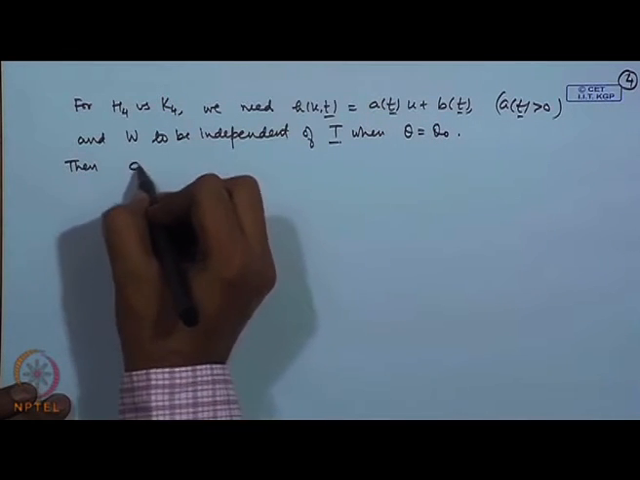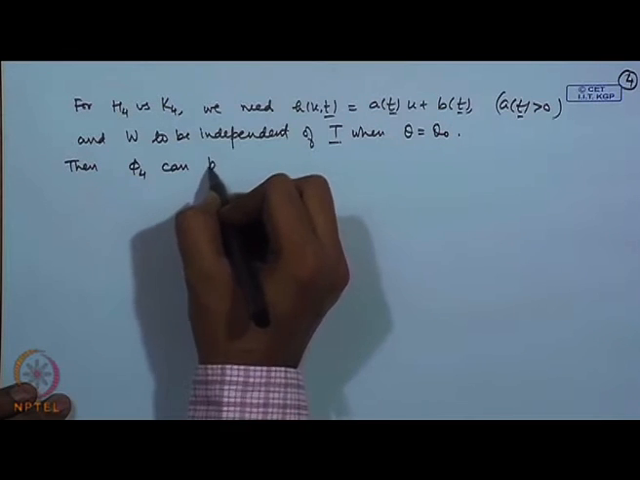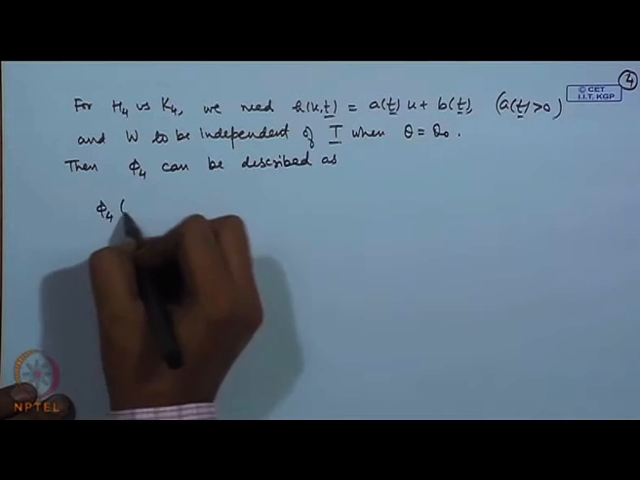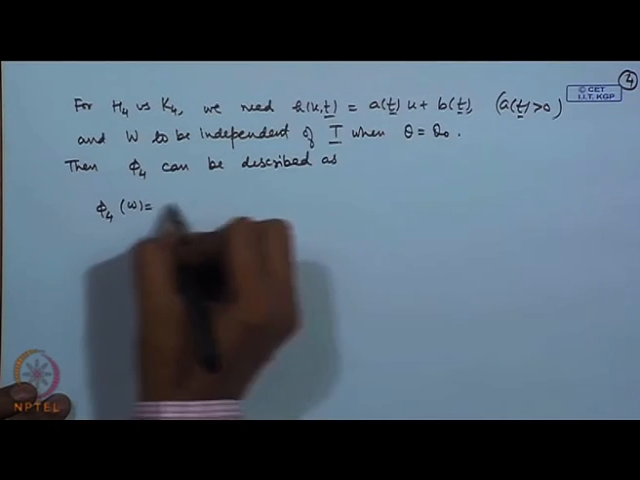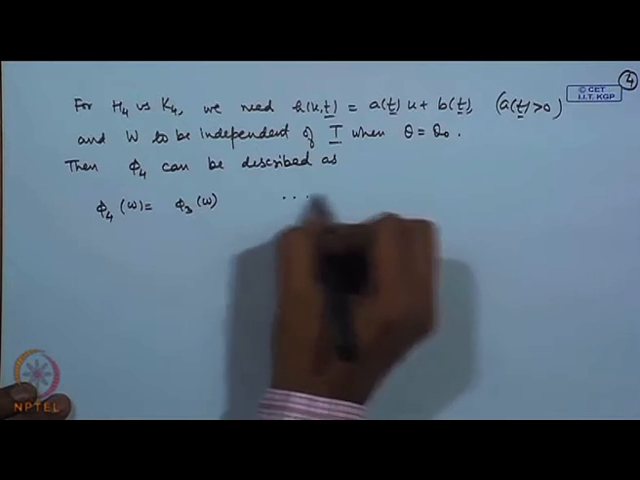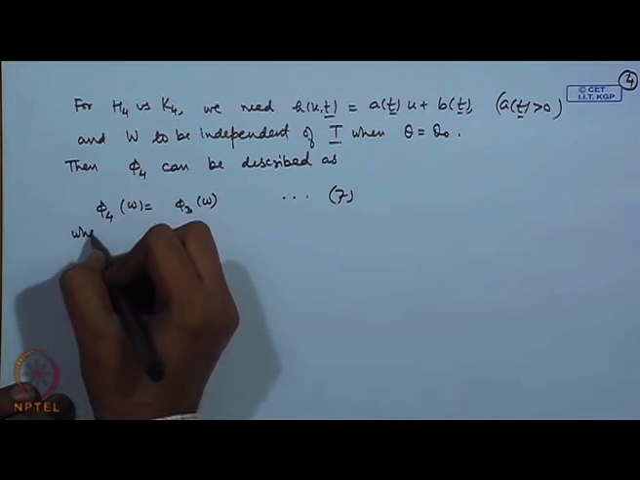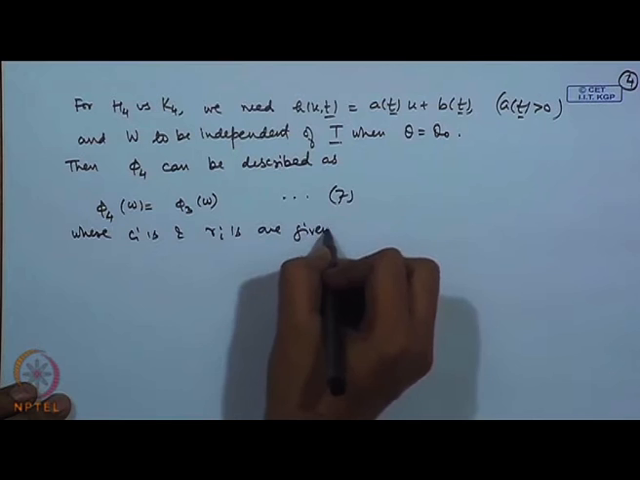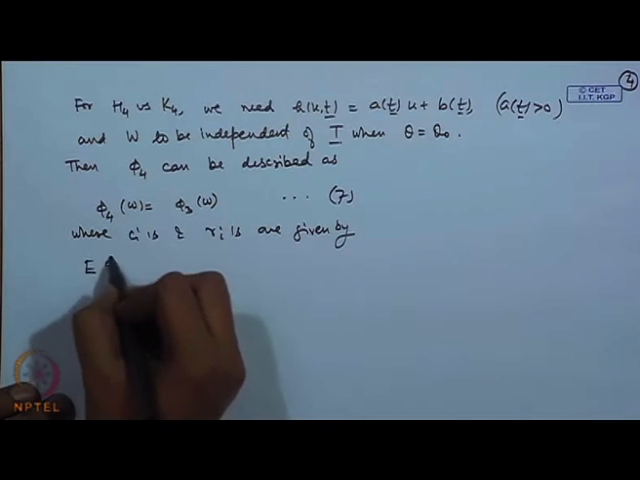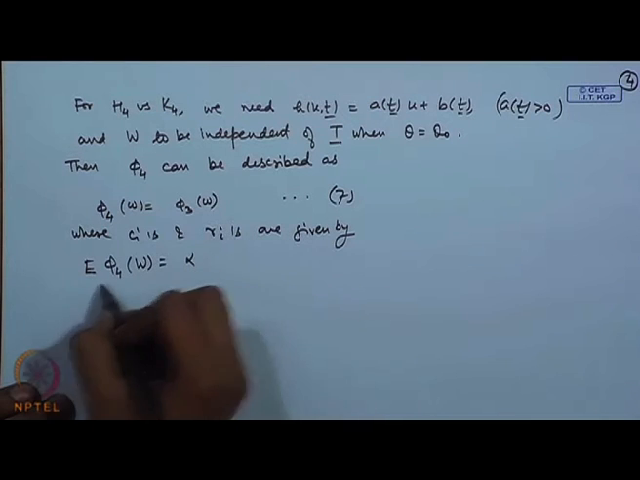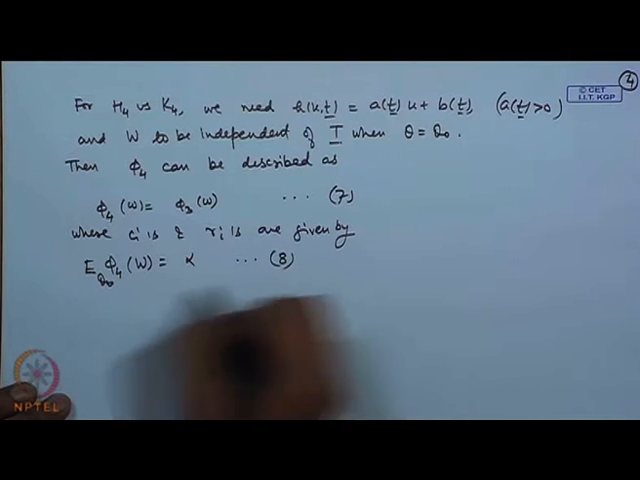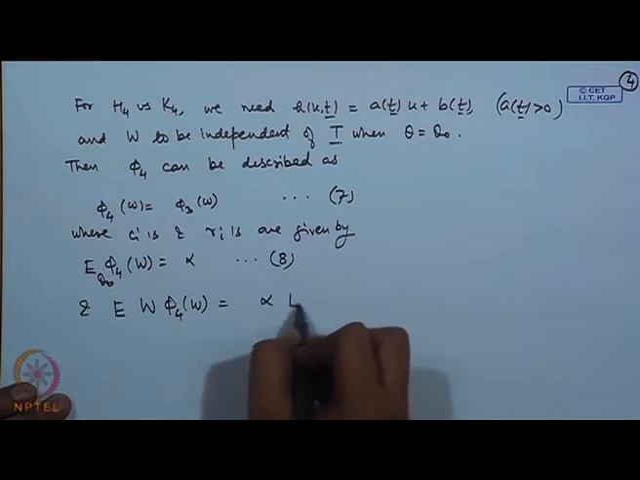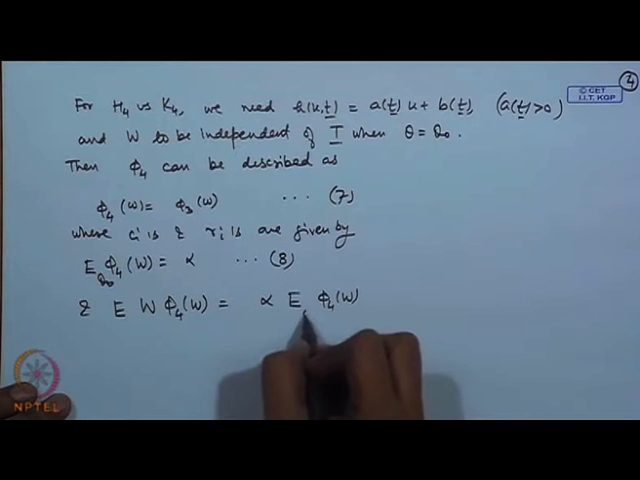Then this phi 4 can be described as phi 4 of omega is equal to, say, phi 3 of omega, where the Ci's and gamma i's are given by expectation of phi 4 W is equal to alpha at theta naught, and expectation of W phi 4 W is equal to alpha times expectation of phi 4 W at theta naught.